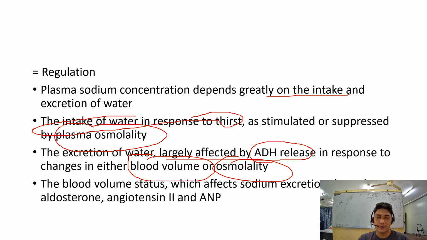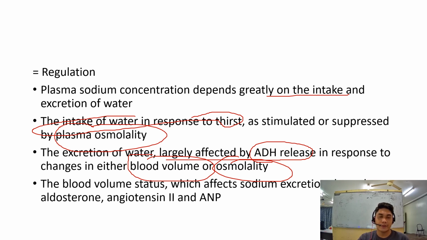The fourth bullet is the blood volume status, which affects sodium excretion through aldosterone, angiotensin 2, and ANP. So blood volume, which affects sodium excretion, is regulated by aldosterone, angiotensin 2, and ANP.